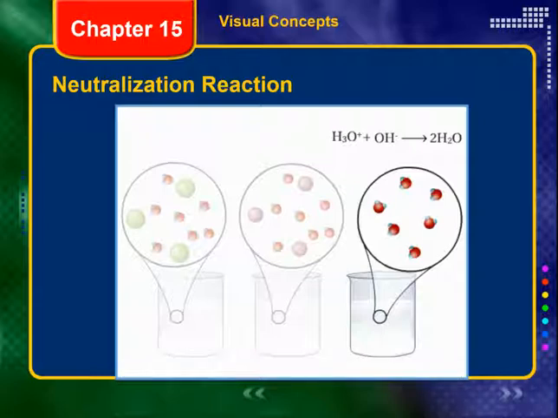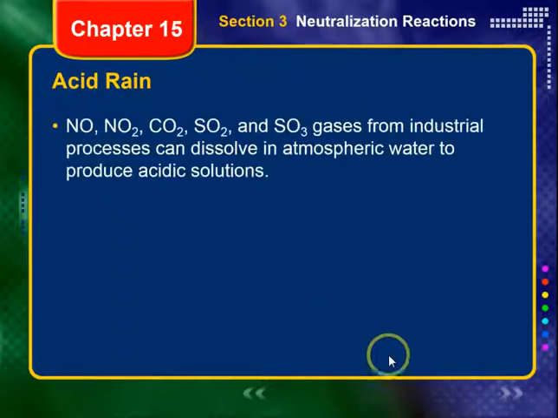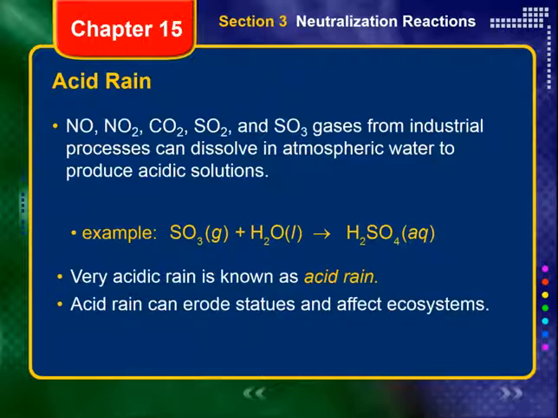Again, a neutralization reaction is anytime we have hydronium, and remember we said hydronium is kind of interchangeable with a hydrogen ion, reacting with hydroxide ions to form water. Acid, base, right? Low pH, high pH, neutral pH, neutralization reaction. Now let's talk about acid rain. This has actually become an issue since the Industrial Revolution.